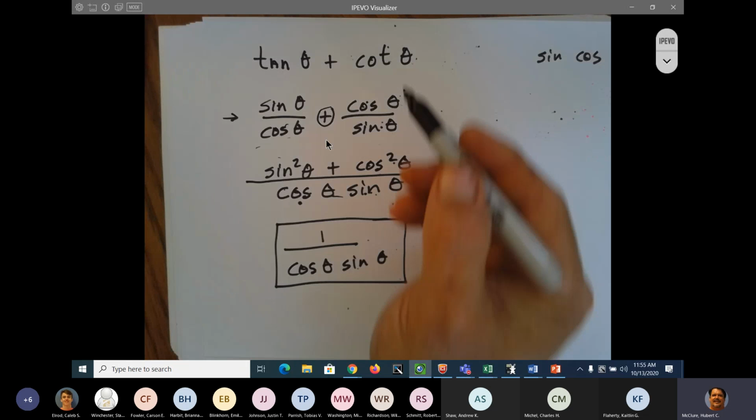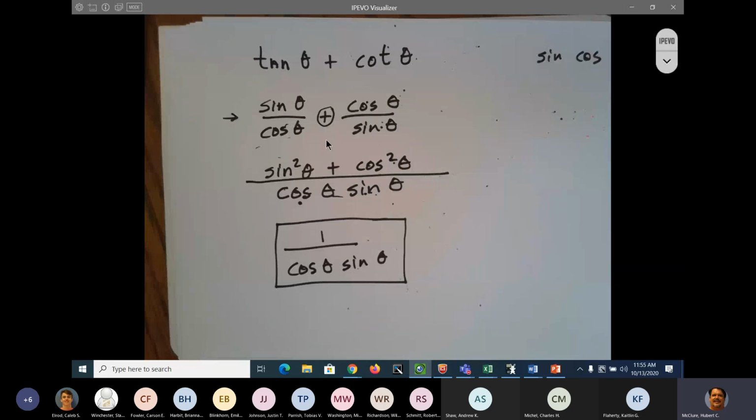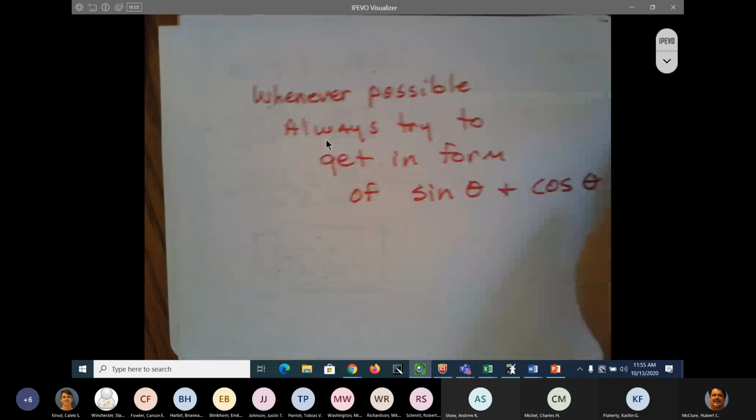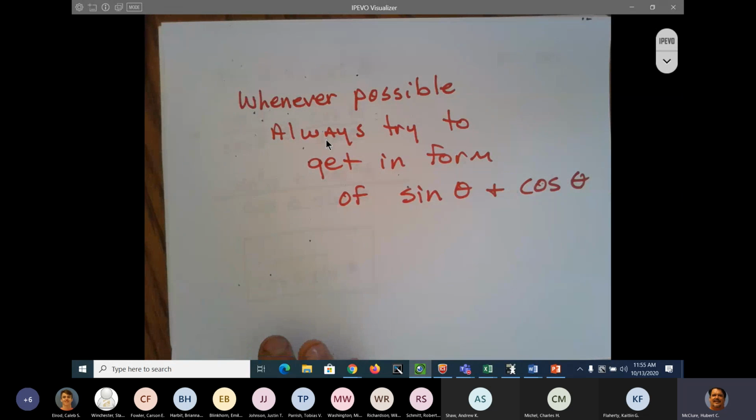Now, how did I know to do this? Well, the age old, when I was at Clemson and I took trig, that's what I was told. Not the first day of class, but the first day of the 2nd or 3rd unit, whichever was identities. Dr. Ruckle put that on the board. He said, we're going to start identities now, and everybody needs to remember this. Whenever possible, always try to get in the form of sine and cosine. And he wrote that on the board the first day of identities.